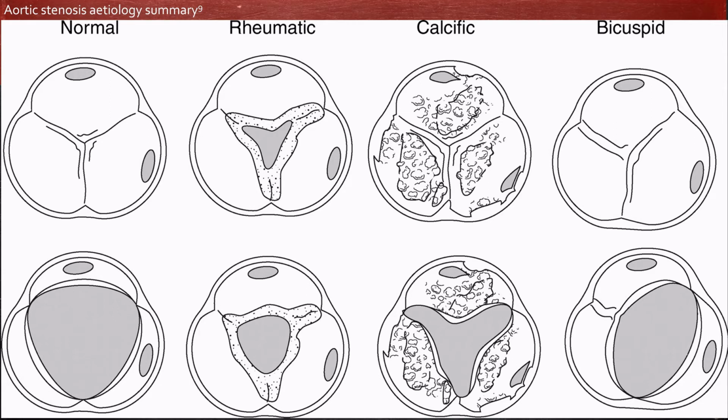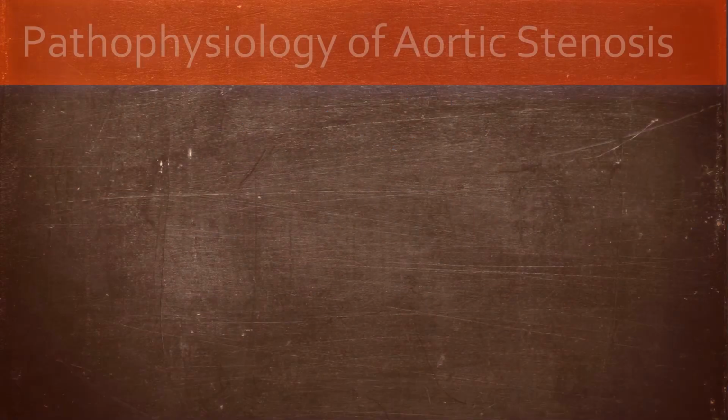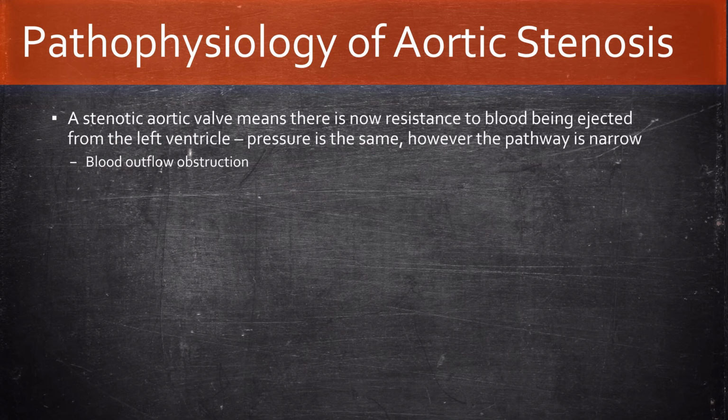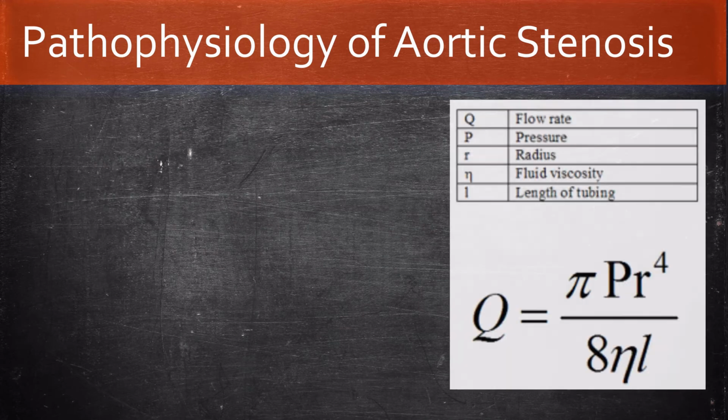We know that aortic stenosis is the narrowing of the aortic valve, but why does it essentially cause problems? Well, essentially with the stenotic valve, it means that there's resistance to blood being ejected, blood outflow obstruction. This increases pressure in the left ventricle.